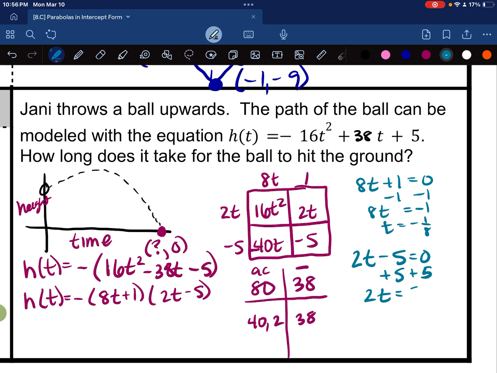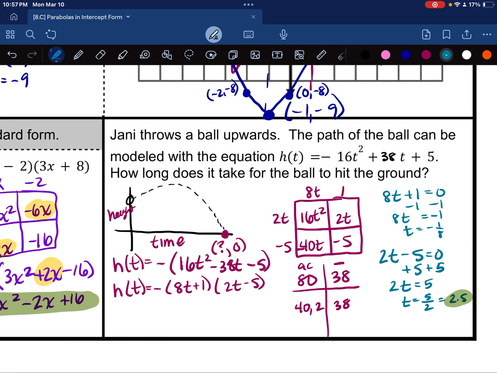So in this case, I'm adding 5 to get rid of the subtraction. And when I divide the 2 out, I get 5 halves, which is 2.5. And that's a reasonable time because it's positive. It would make sense that time passes when you throw a ball. Now, this is a word problem, so I'm going to give it a word answer. It would take 2.5 seconds for the ball to hit the ground.